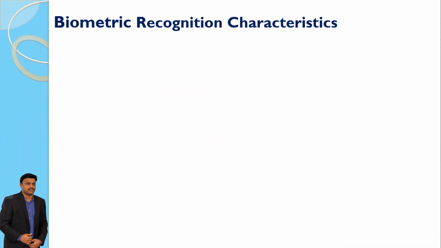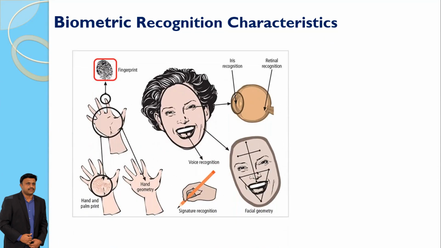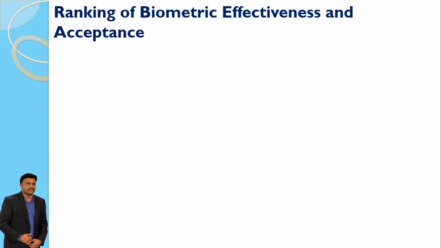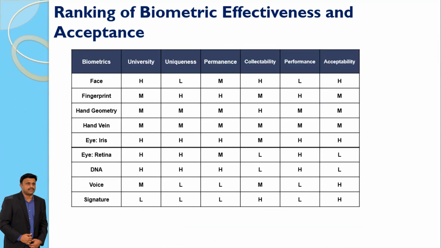Biometric recognition uses unique physical characteristics like fingerprints, voice, and facial geometry to verify identity, enhancing security measures. Biometric methods vary in effectiveness and acceptance. This table ranks different biometrics based on universality, uniqueness, permanence, collectability, performance, and acceptability.